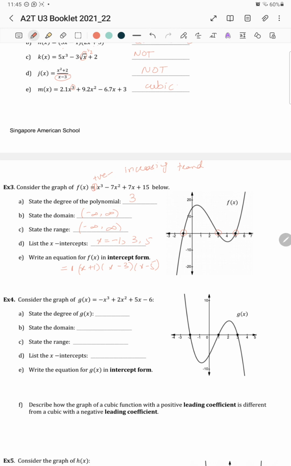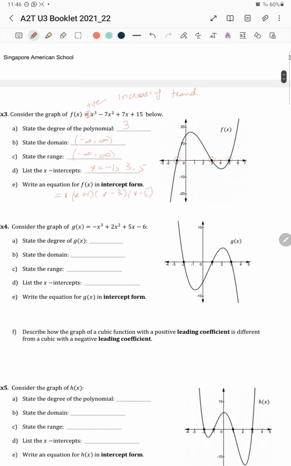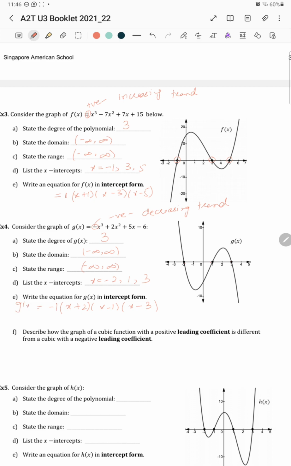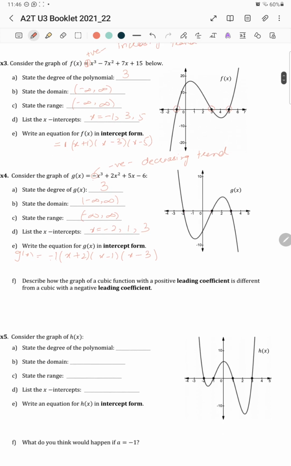If there is a positive number here, it means it is increasing. So you can see here it is a negative number. Negative means decreasing. So it is decreasing here. State the degree of g of x. So 1, 2, 3. X-intercepts -2, 1, 3. Here I will put -1 because here it is negative, which means decreasing trend.